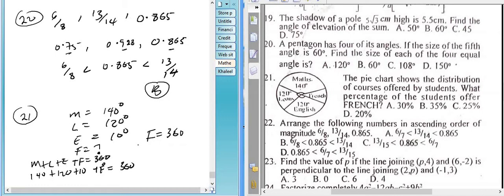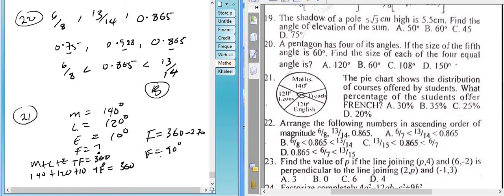The sum of all this is going to be equal to 140 plus 120, that's 260, 270. So F is going to be equal to 90 degrees.